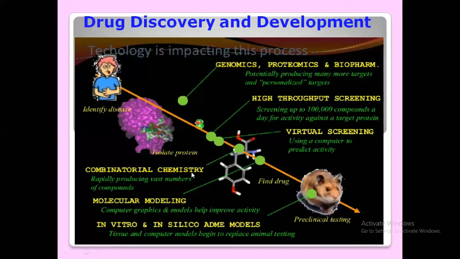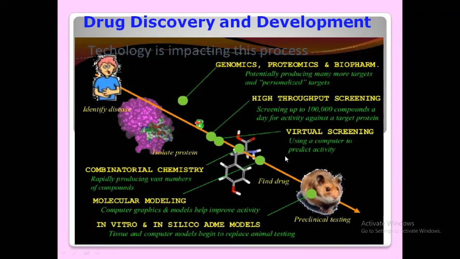Then combinatorial chemistry can be done using bioinformatics software, rapidly producing vast numbers of compounds artificially in the computer. Then molecular modeling is done for that particular chemical molecule. Computer graphics and models help improve the activity of the drug. High throughput screening is used for screening up to 1 million compounds a day for activity against a particular target protein. They are all screened very easily because they are already available in bioinformatics databases. So virtual screening is very, very easy. It will take even very few days.